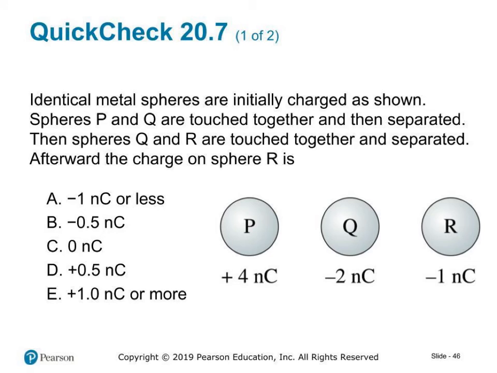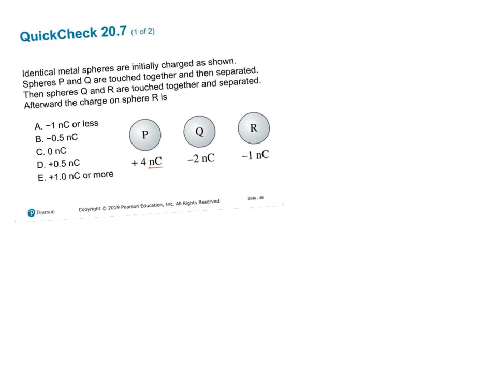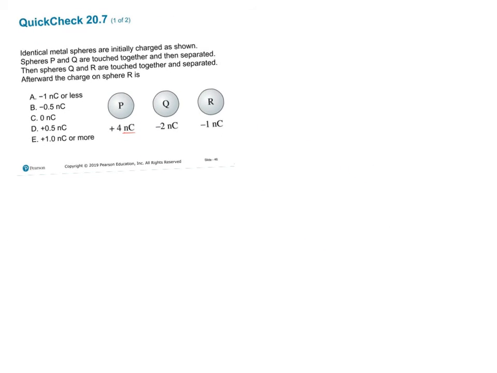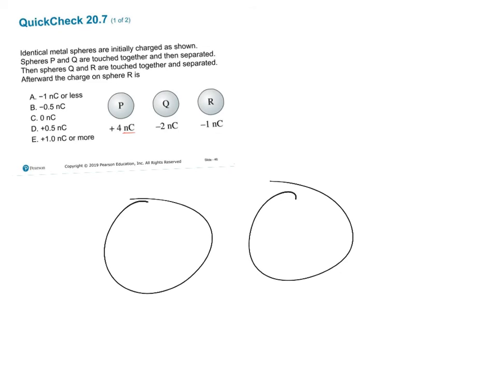All right, a couple more before we move on to the atomic model. So this one has 3 spheres. Their charges are shown. That little nC is nanocoulombs. So we start off with spheres P and Q, and we're going to touch them together. And we're going to draw this real quick with all of the little charges. So if you've got P and we've got Q, P has 4 positives, 2, 3, 4. Q has 2 negatives. And we touch them together, connect them.